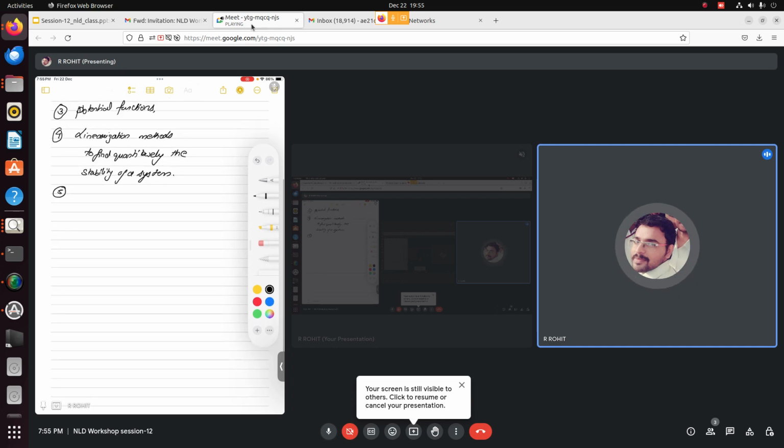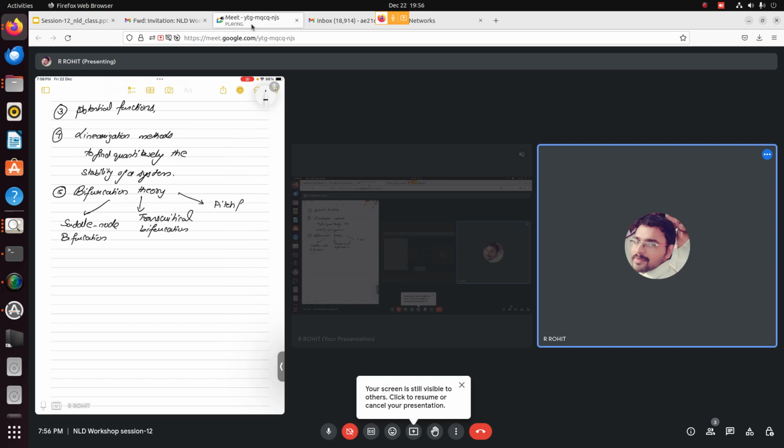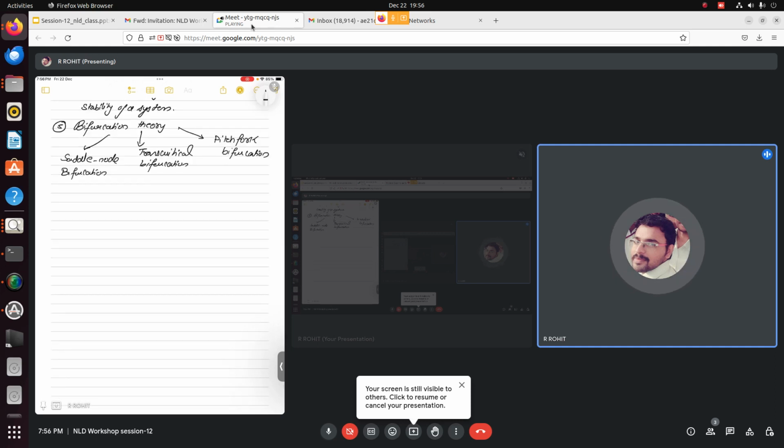Then we discussed nonlinear dynamics based on bifurcation theory. In bifurcation theory, we initially discussed broad topics on saddle-node bifurcation, where there is a sudden disappearance or emergence of fixed points. Then we talked about transcritical bifurcation, and then what is called pitchfork bifurcation. We talked about different examples of all three of these bifurcation setups.